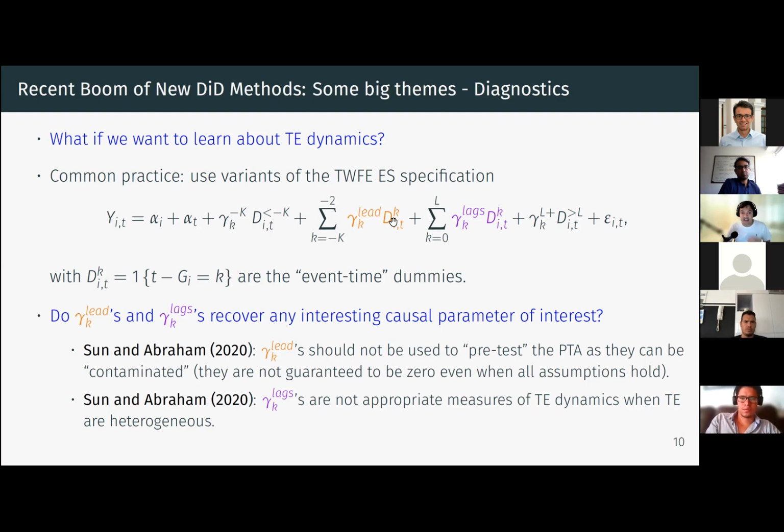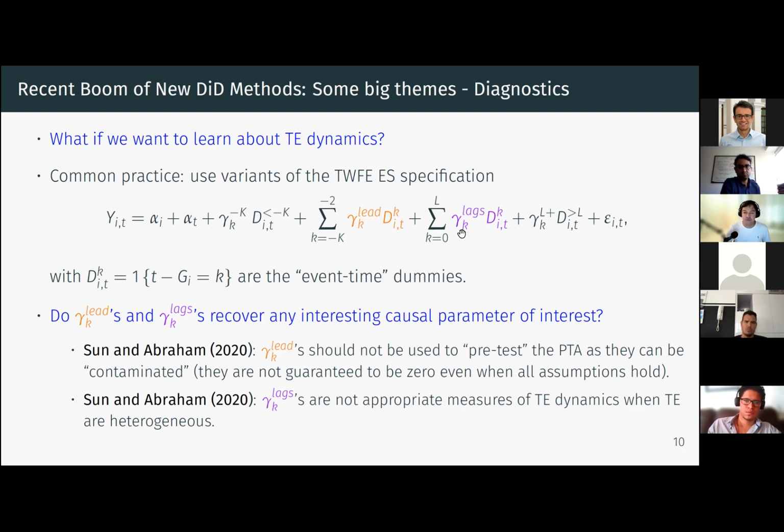Because this D_it here is about the future, today, if I do not have treatment effect anticipation, I'm in a pre-treatment period. So presumably, all my gamma_k leads should be equal to 0 if all my assumptions are satisfied. Presumably, I would like to see all these gamma_k leads equal to 0. What about the gamma_k lags?